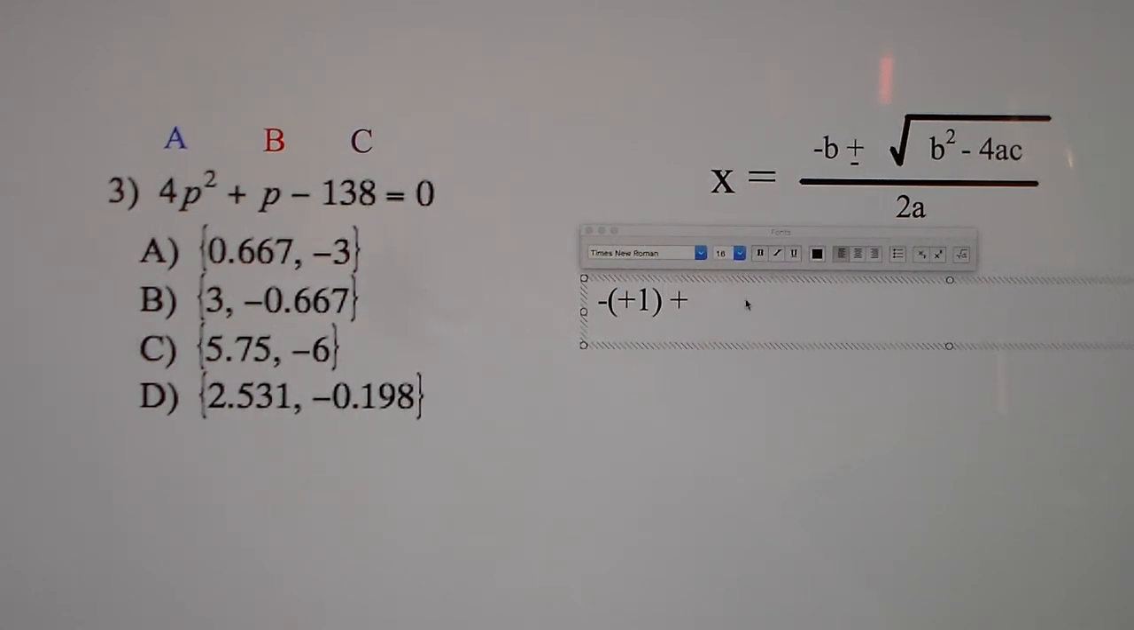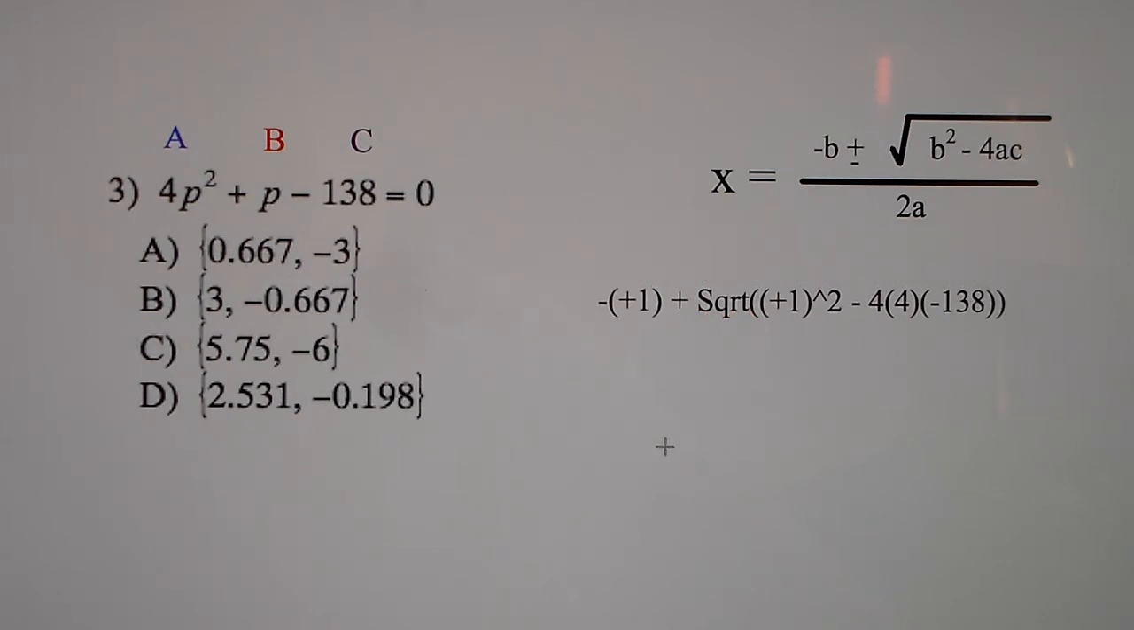Plus, for the plus minus, the square root of B squared. Our B, once again, is positive 1 squared, minus 4. Our A is 4. And our C is negative 138. All over 2 times A.